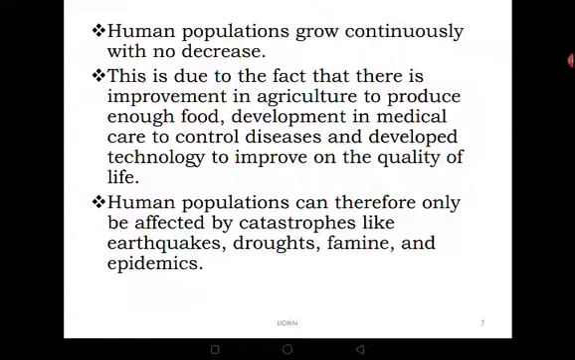Like you remember one of the world's most devastating effects of earthquakes, the one called the tsunami that happened in South Asia that killed very many people. Droughts also affect them, famine and epidemics and pandemics like coronavirus, that's affecting the whole world. So those are some of the things that may affect human populations. Otherwise, even with all those, still the human populations are increasing.